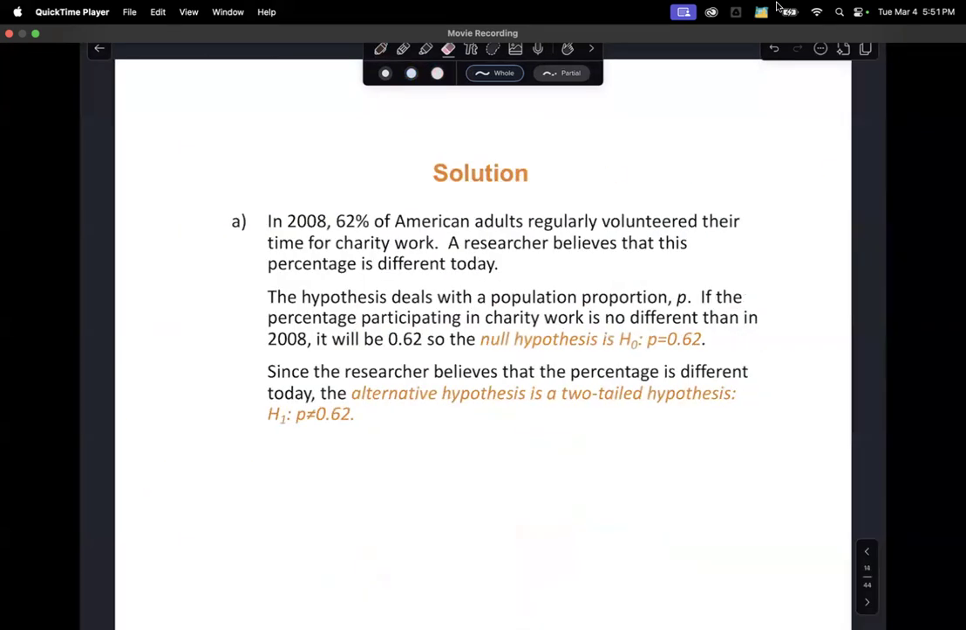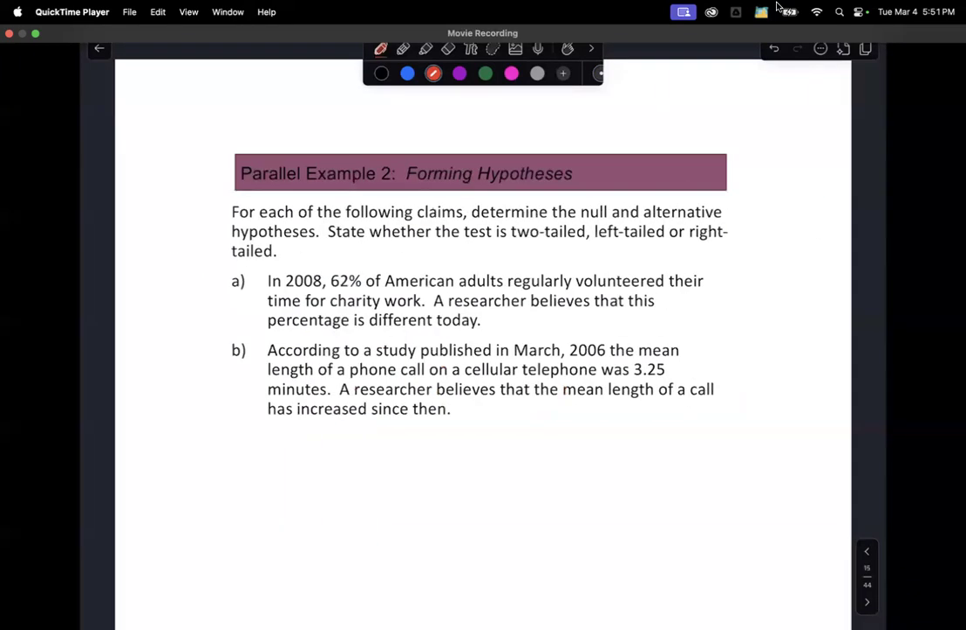Okay. So this is all the stuff that I just said. So 62 is the null hypothesis right here. Alternative hypothesis, it's a two-tailed test. And there we go. This is all the stuff I just said, but it's nice for the slides to have it printed out. Okay, let's do the next one.